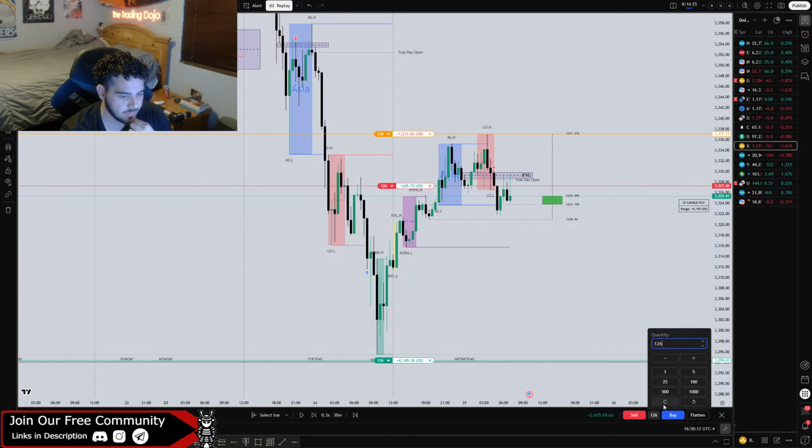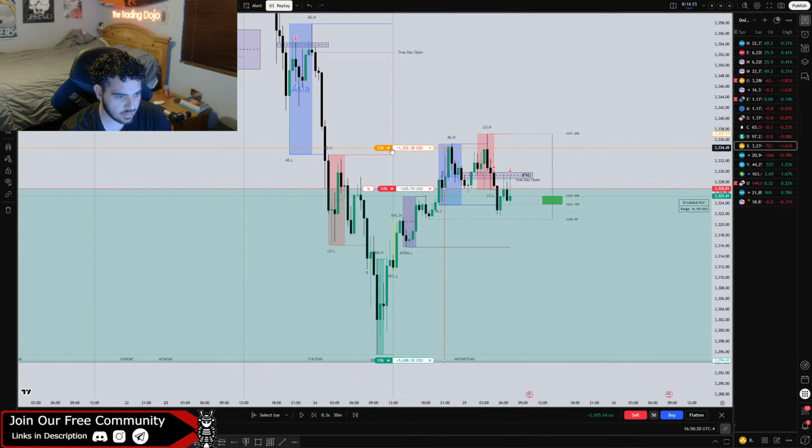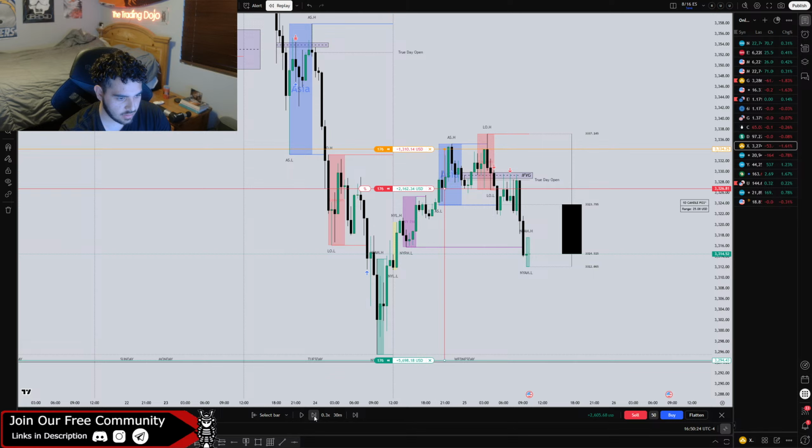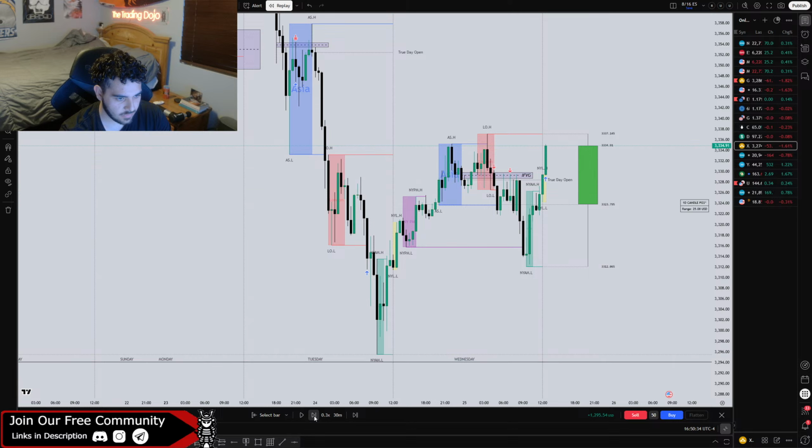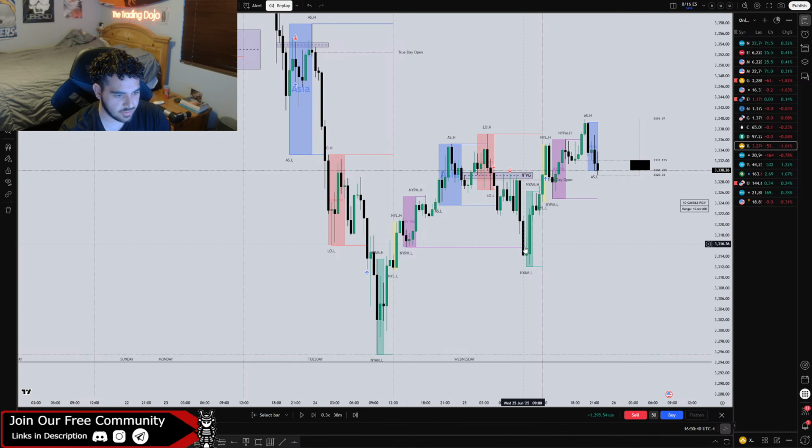But let's see if we could add extra size. Move our stop a little tighter. Awesome. Good push. Kind of moving back to our entry though. Yeah, not what we wanted to see. It's my fault for not closing right here.